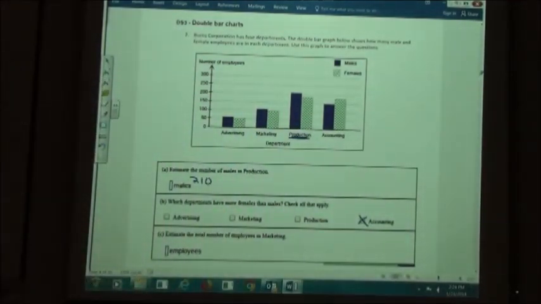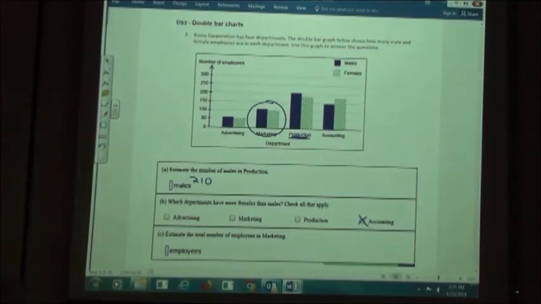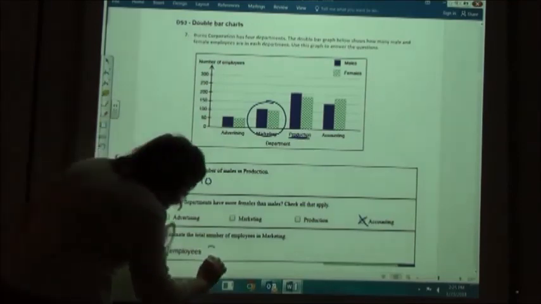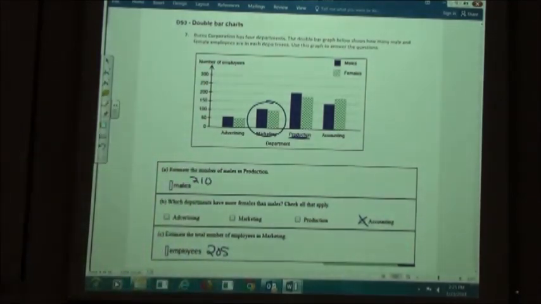Again, we're estimating. Estimate the total number of employees in marketing. So I'm going to do both of those together. I would have about 205. Again, since it's an estimating one, as long as you're close, they're going to count it correct.